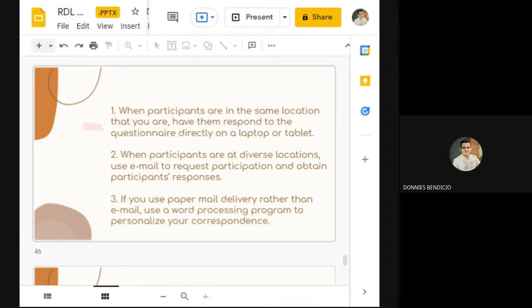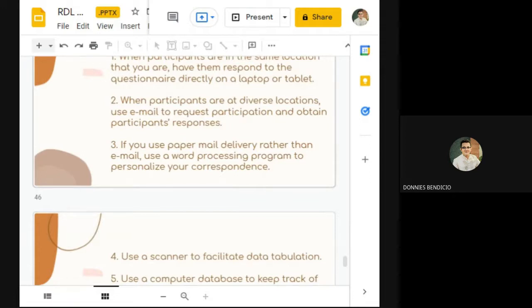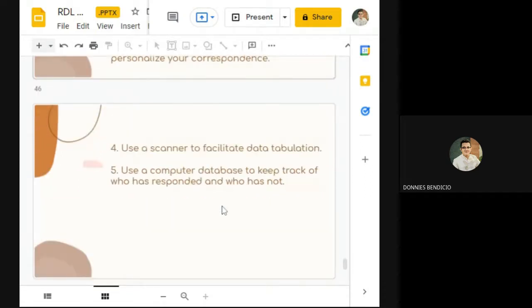So when participants are at diverse locations, use email to request participation and obtain participants' responses. If you use paper mail delivery rather than email, use a word processing program to personalize your correspondence. And last two, use the scanner to facilitate data tabulation and use a computer database to keep track of who has responded or who has not. Yan. So kapag kayo ay meron ng mga responses coming from your respondents, pwede kayong gumamit ng Google Drive. So you just have to click this questionnaire that you have, and then a table will be provided to you by your survey questionnaire.